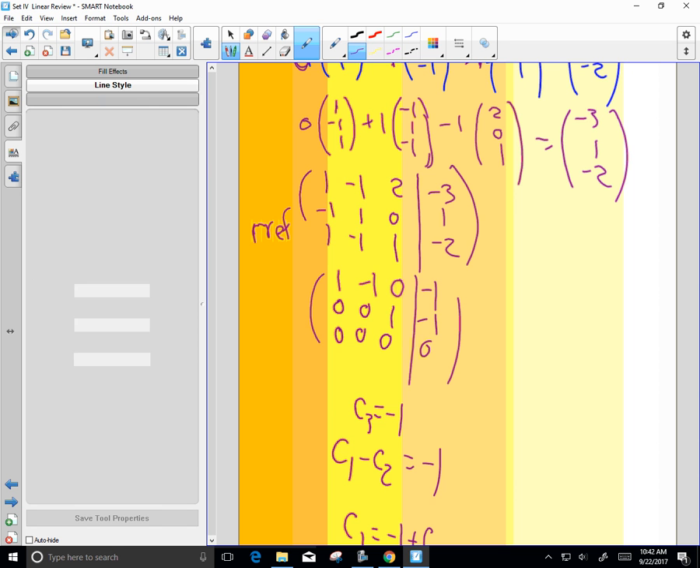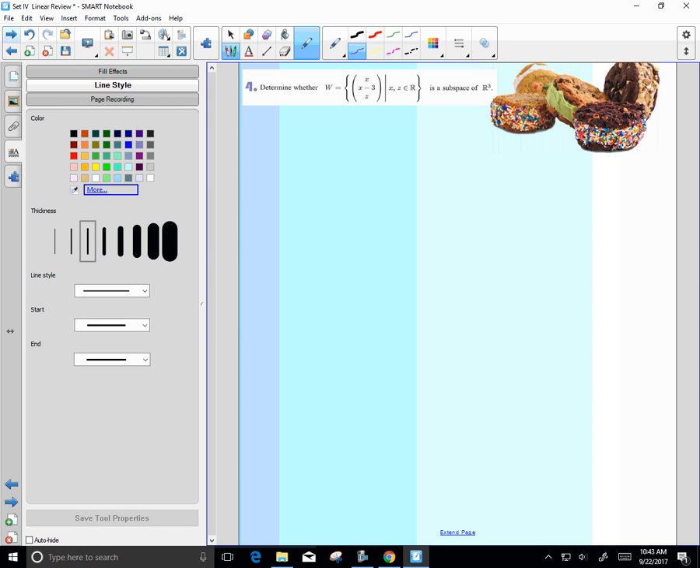Okay, that's 3. Let's go on to number 4. 4 works out a lot better. Determine whether it exists in a subspace. So for the subspace, you have to prove closure for addition and scalar multiplication. That's what you have to do.